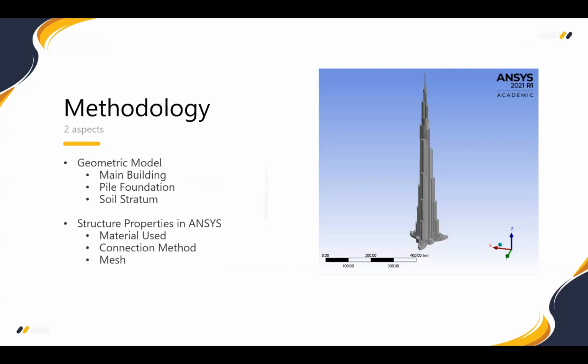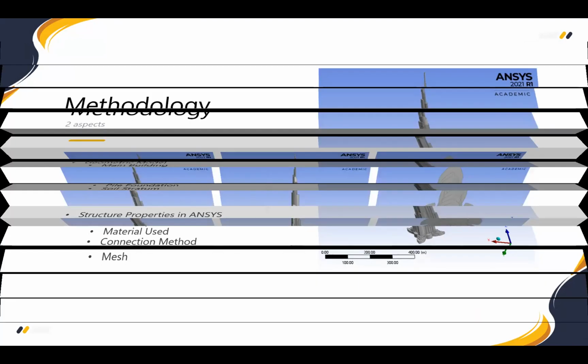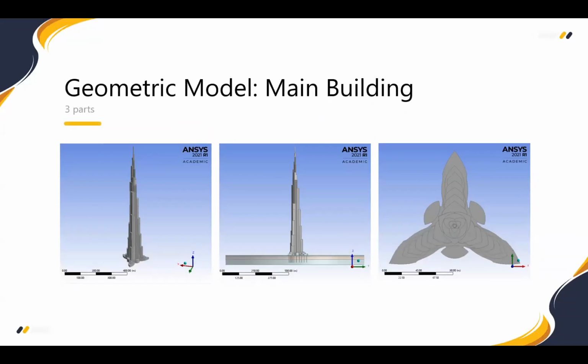You can see that in our model, there are three parts. The first part is the main building, which is the tower as shown in the right picture, the second is the pile foundation, and the third is the soil stratum. These are three pictures of our main building. You can see the connection between the main building, pile foundation, and also soil stratum from the side view.